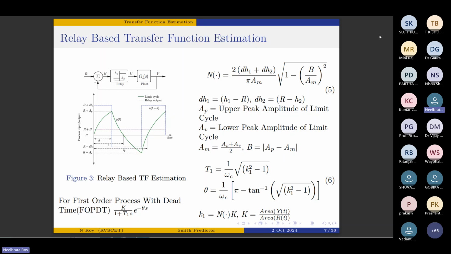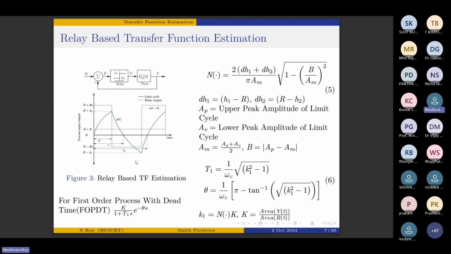We first find the value of n dot, that is given in equation number 5. From there, we find the value of T1 and theta1, which, along with capital K, are the main important elements of the FOPDT transfer function, K by 1 plus T1s, e to the power minus theta s. Like this, we can estimate any transfer function in FOPDT form.